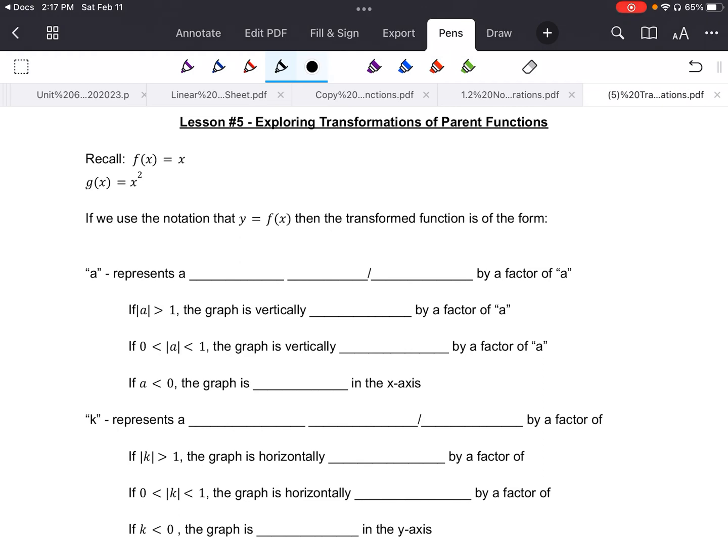Okay, so if we use the notation y equals f(x), then the transformed function is of the form... Okay, so this is what we were looking at in that other lesson. The only difference is we're adding the f here. It doesn't make a difference to our work. It's just telling us that everything inside this bracket, so the k bracket x minus d, represents the x value, the part in the brackets of our function.